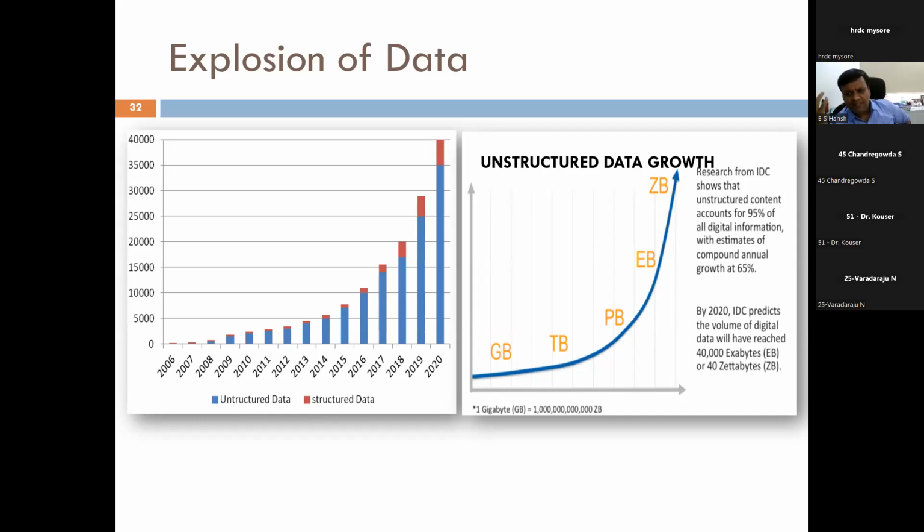Any guess at least? Not the exact definition I'm expecting, but at least any guess. Systematically presented. Okay, systematic. Data presented in a very systematic way is called structured data. Agree. Unstructured is raw data, where there is no systematic structure that we maintain.